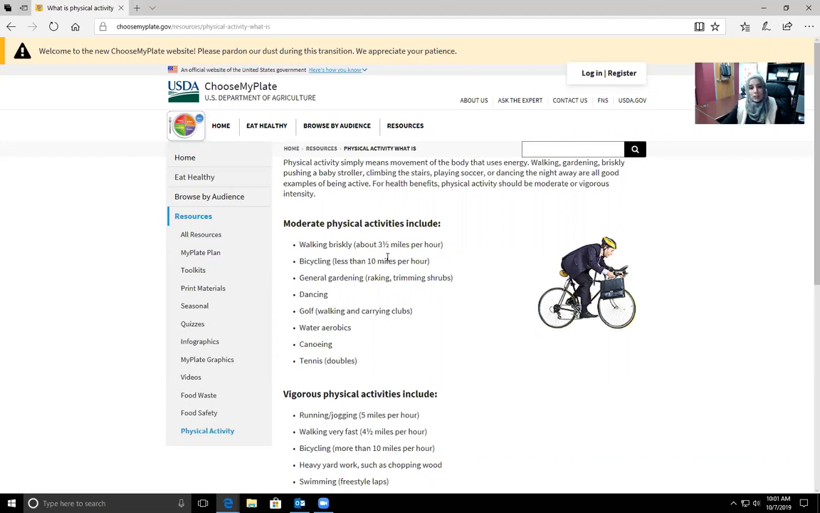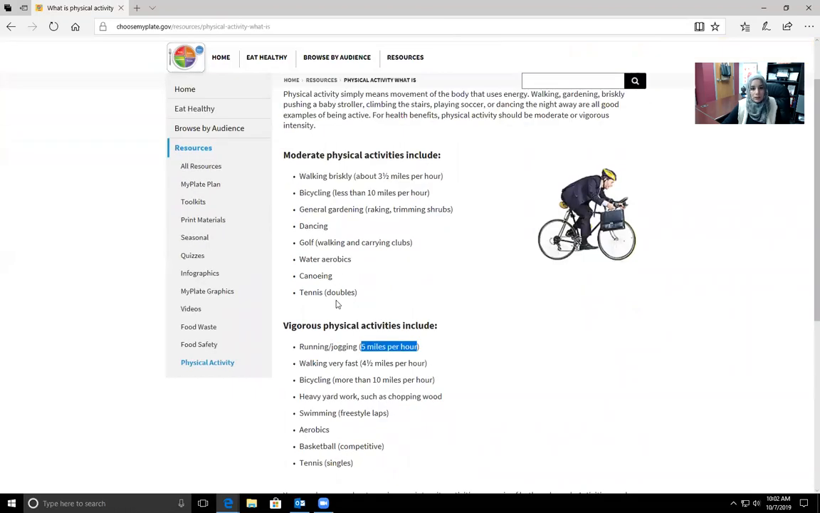Walking briskly at 3.5 miles per hour is considered moderate activity, whereas 5 miles per hour is considered vigorous or intense activity. Same thing, for example, with tennis. Tennis in doubles is moderate activity, whereas tennis in singles is intense activity. Swimming also: if it was water aerobics, that would be moderate activity. Swimming freestyle laps, for example, is considered to be intense.